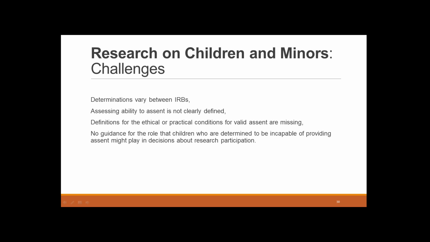Assessing the ability to assent is not clearly defined. That is a big challenge. It's a perpetual one. The definitions for the ethical and practical conditions for valid assent are missing, and there's no guidance for the role that children who are determined to be incapable of providing assent might play in decisions about research participation.